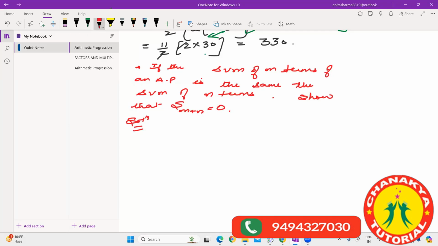So any idea, children? The sum of m and n terms is given and both are equal. Yes, beta. Maybe we can take S of m is equal to m divided by 2, and then we write the formula and do the same. Yes, you will substitute the value of a and d here, right? So start doing, children. Good, beta. Start.